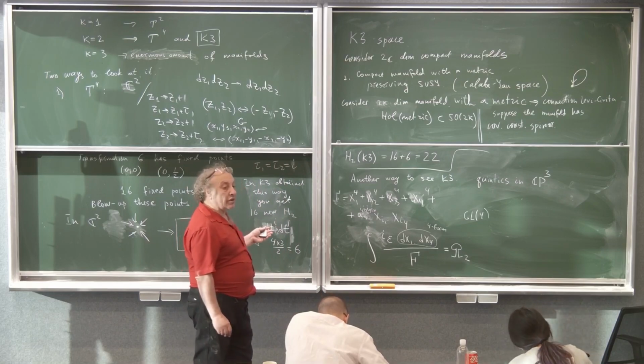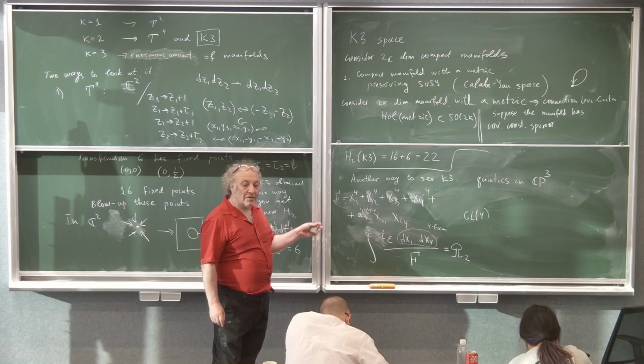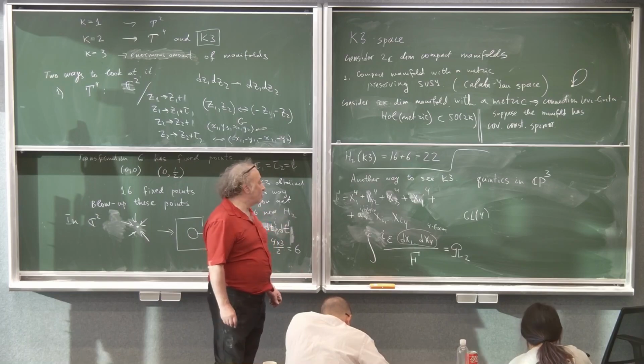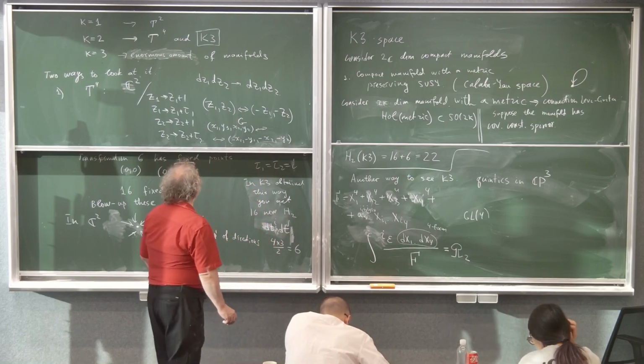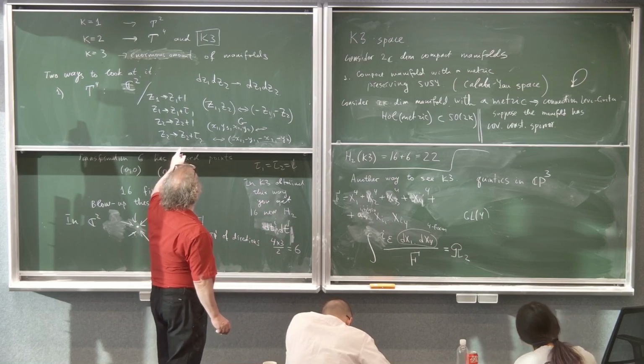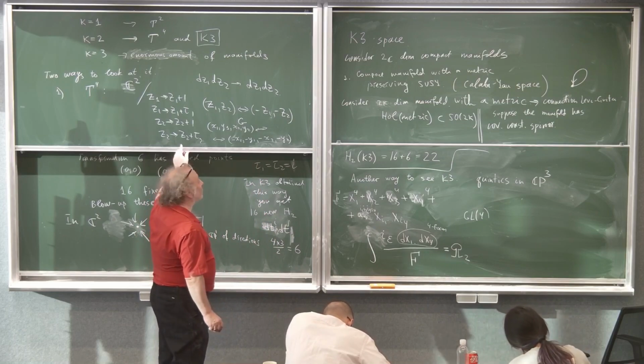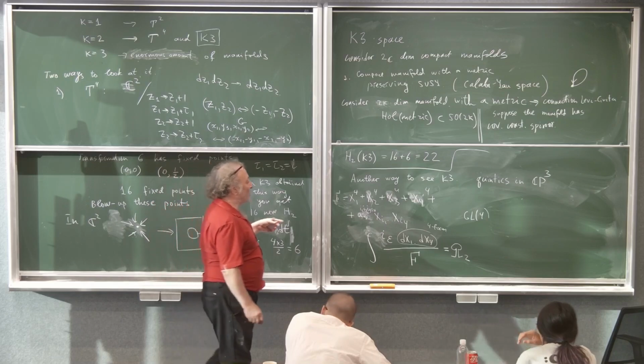So there are two ways to see this K3 manifold. I will call this topological, and I will call this algebraic.